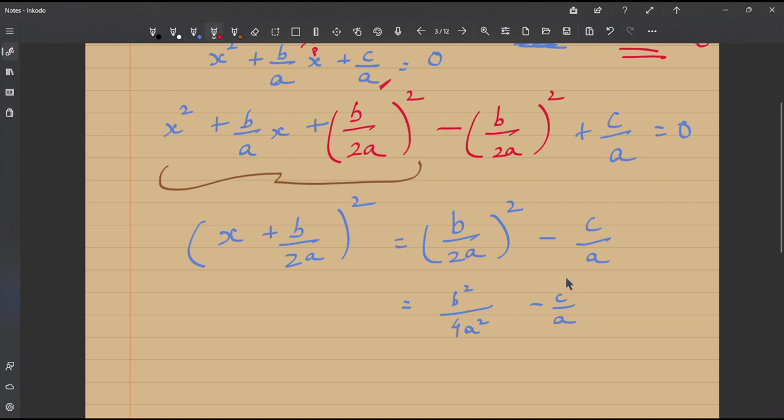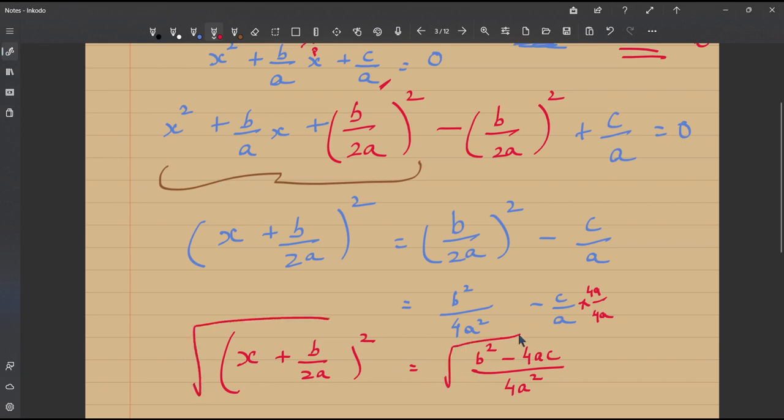Now you can add or subtract only if the denominators are equal. So multiply both the numerator and denominator of c by a by 4a. We get as a result b squared minus 4ac by 4a squared, and your left hand side is the same, (x plus b by 2a) the whole square. Sorry, it is the whole square, it is not this squared, I have made a mistake. It is (x plus b by 2a) the whole square. Now the aim is to isolate x. So take square roots of both sides.